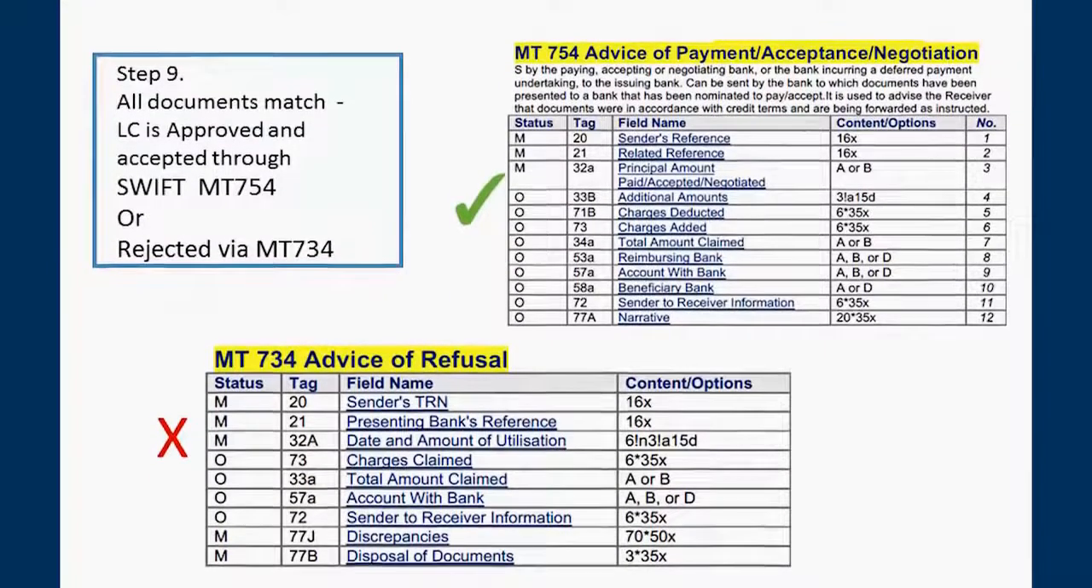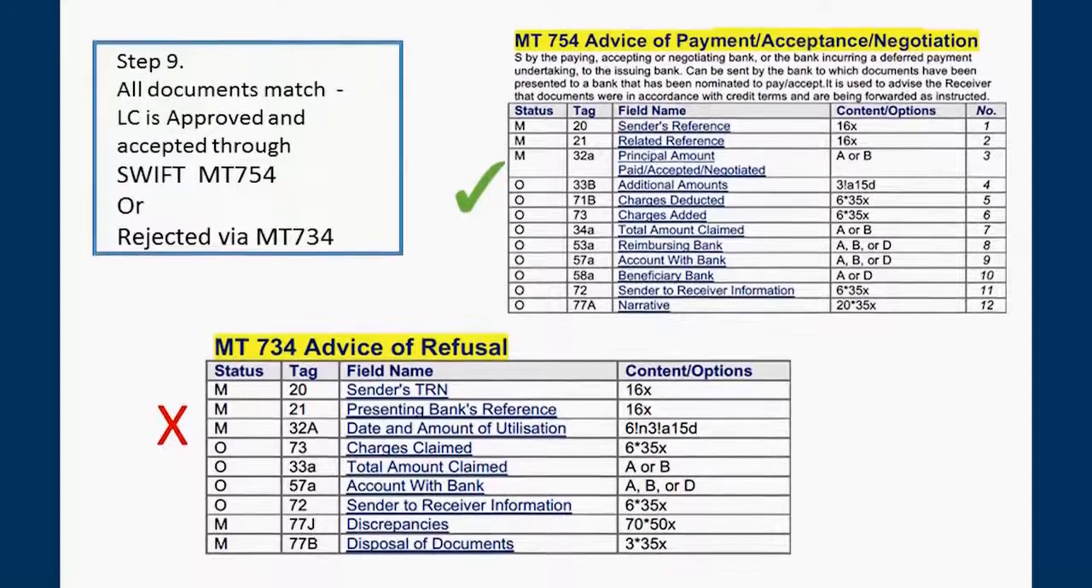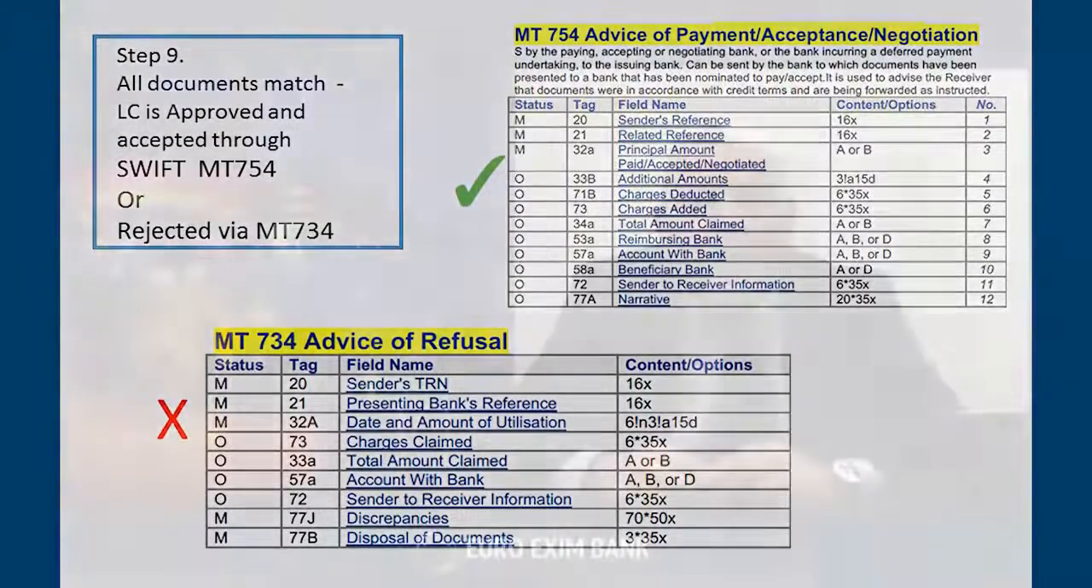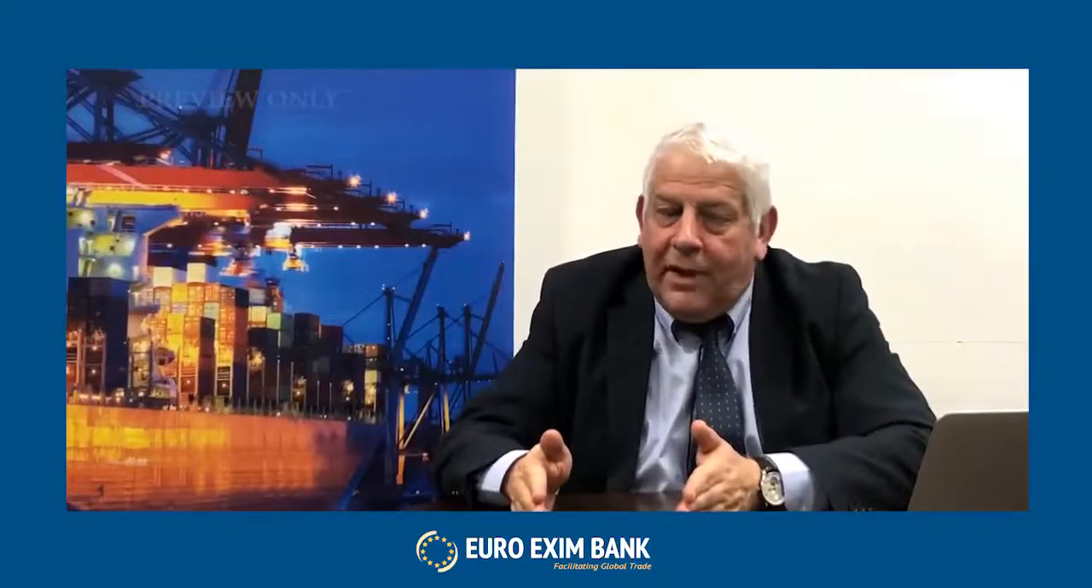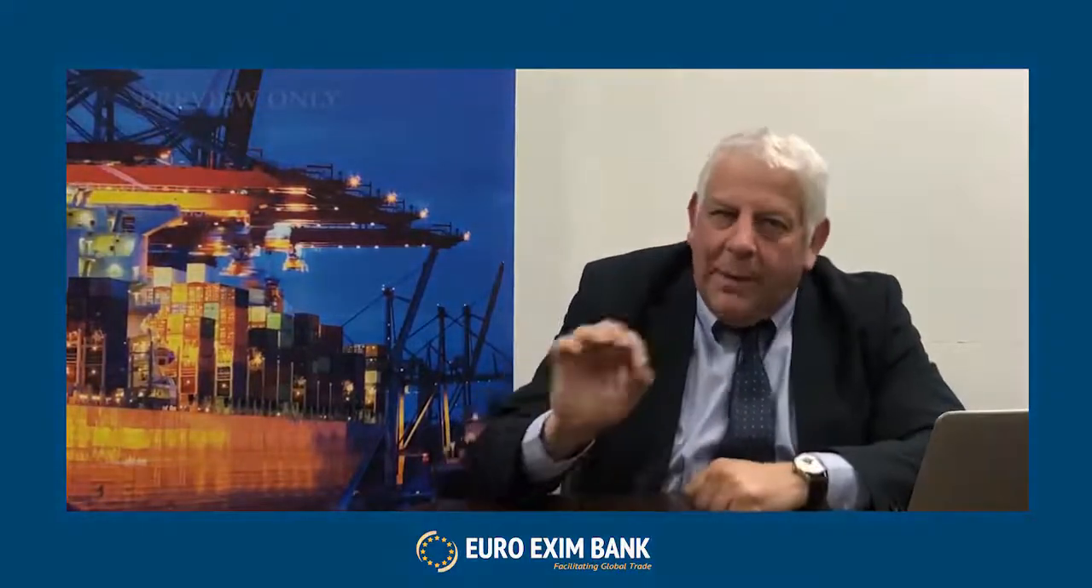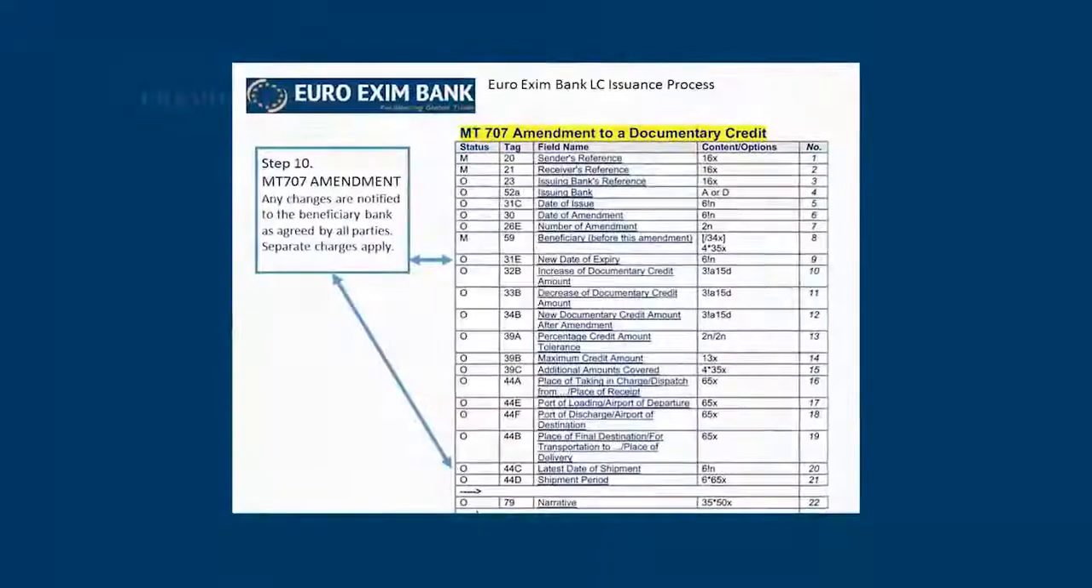For step 9, we have to be absolutely clear that all the terms and conditions are abided with, and the two message types, the MT 754 accept or the 734 advice of refusal, are absolutely clear in their message to the counterparty operation.